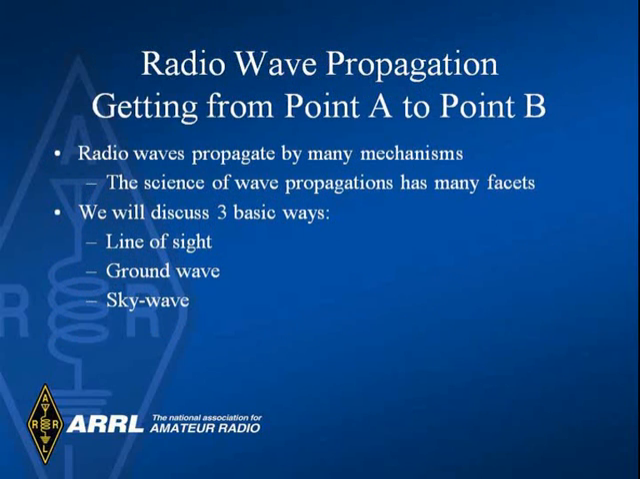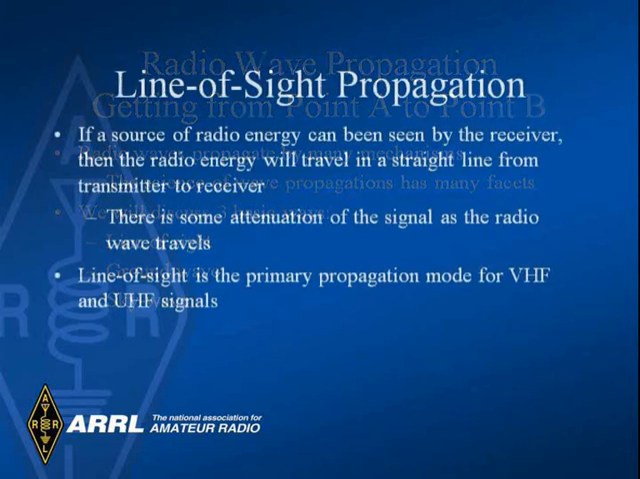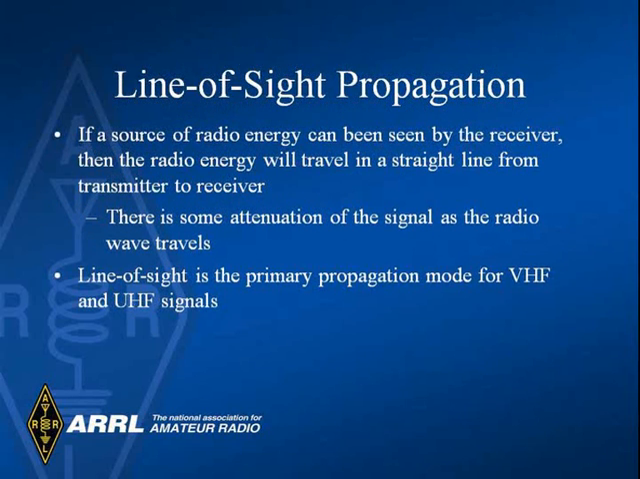Radio waves propagate from point A to point B via many mechanisms. We will be talking about 3 ways: line of sight, ground waves, and sky waves. If radio waves can travel straight from the transmitter to the receiver, that is called line of sight.